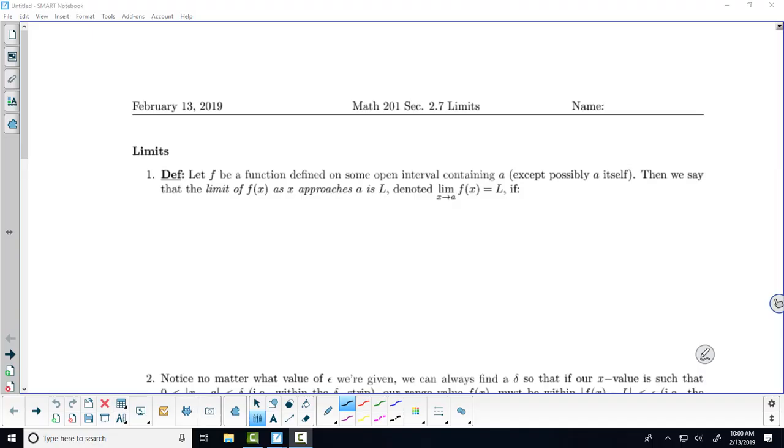f of x is getting closer and closer to some number L. If that's the case, then we'll call that the limit. Okay? Well, math can't tolerate that ambiguity. That word "closer and closer" is ambiguous, right?